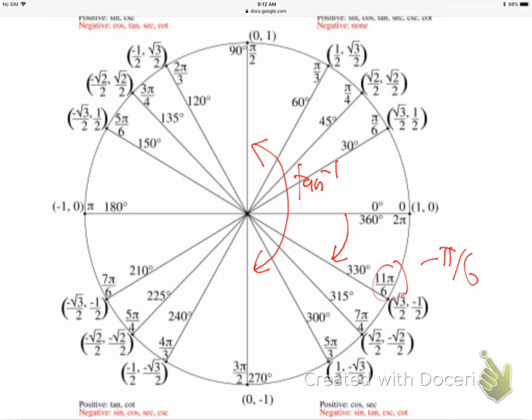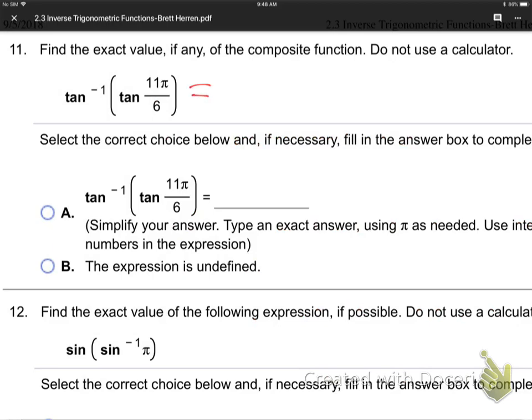Negative pi over 6, right? That's 1 pi over 6 down. Because 11 pi over 6 is 30 degrees down. Pi is 180, and 180 divided by 6 is 30. It's negative 30. That's negative a single pi over 6, because that's 1 pi over 6 away from 12 pi over 6, right? So that's the answer: negative pi over 6. Makes sense? That's the same as 11 pi over 6, said in the language they want us to use for tangent inverse. Good?